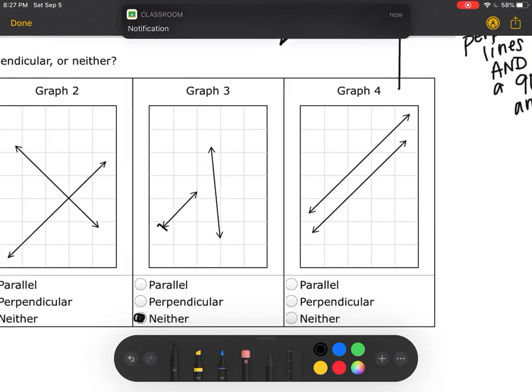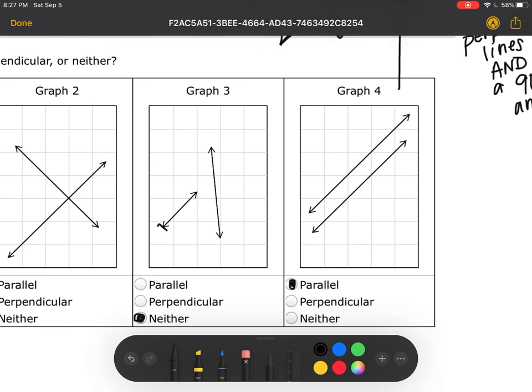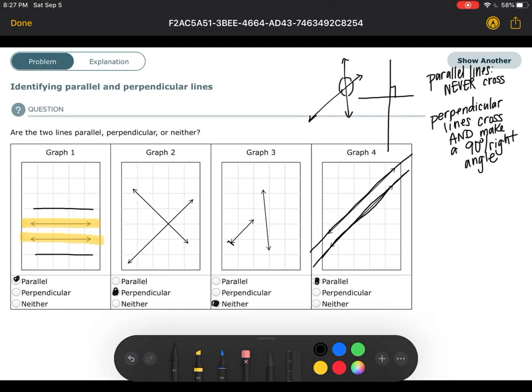And then the last one, these lines are parallel, and I know this because it goes in the same direction and never ever ever crosses. So that is the explanation of this.